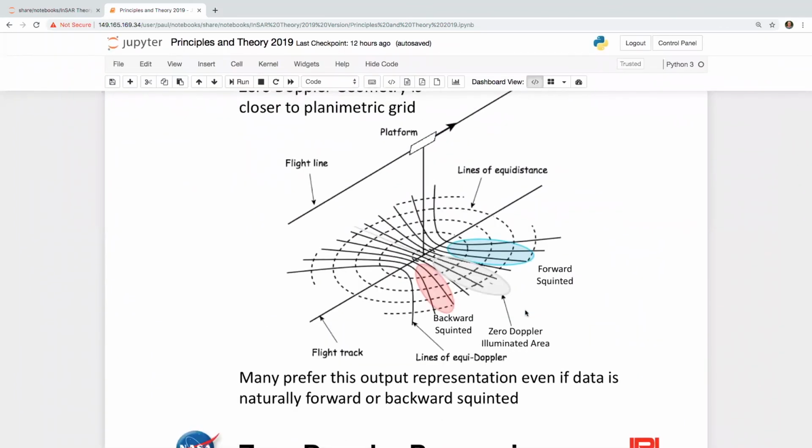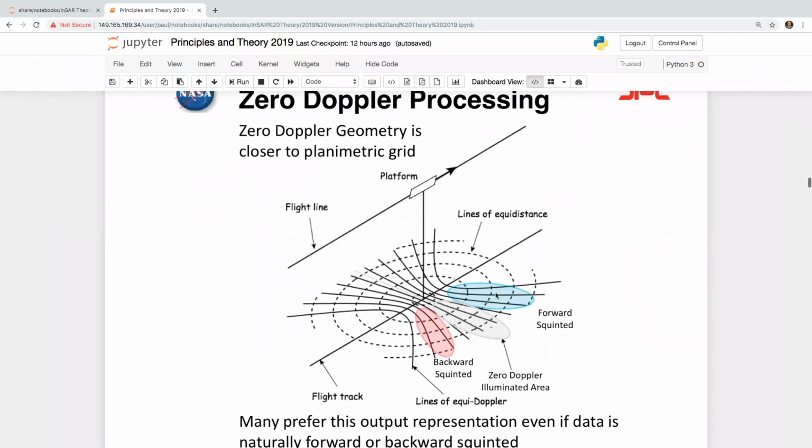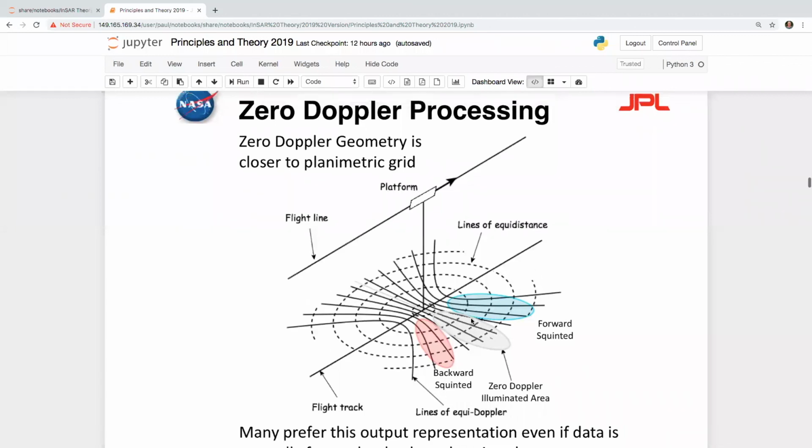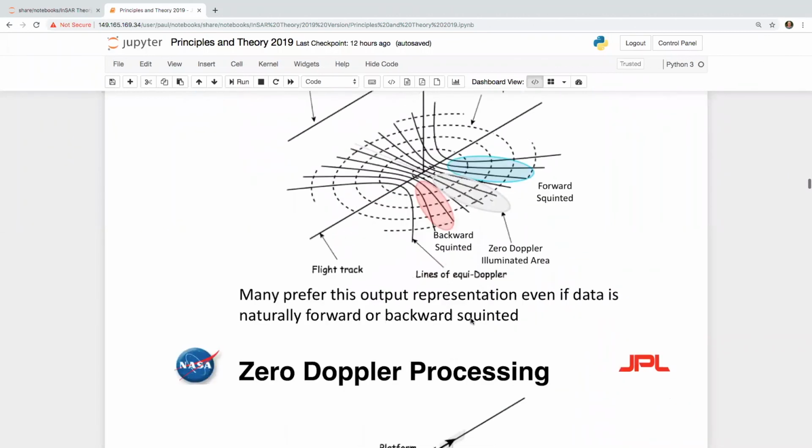Many people prefer zero Doppler geometries because it's more like a coordinate system, and this seems to be becoming a standard for how one would deliver these data. Even if the data were acquired in a forward squinted geometry, there are ways to process it to make it look like it was acquired in this broadside case. You have to be careful about phase and all that kind of stuff, but it can be done.